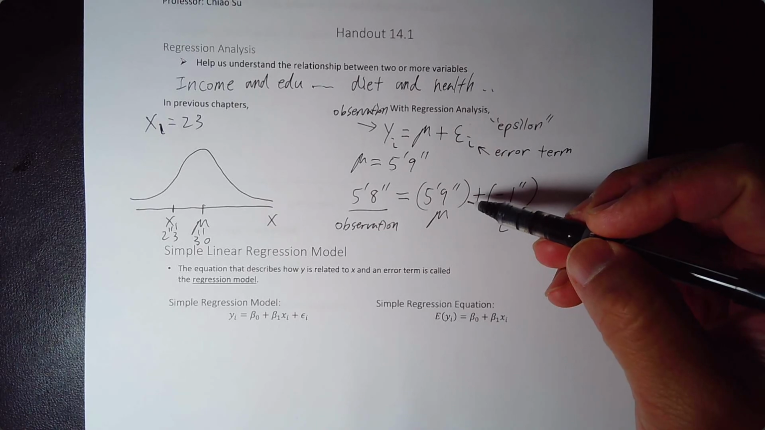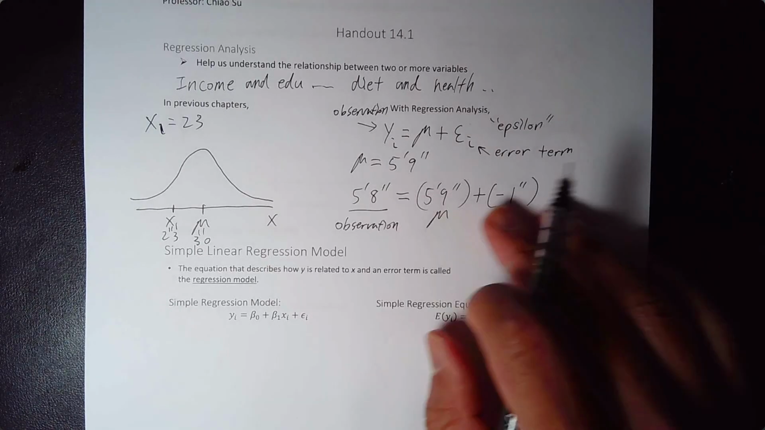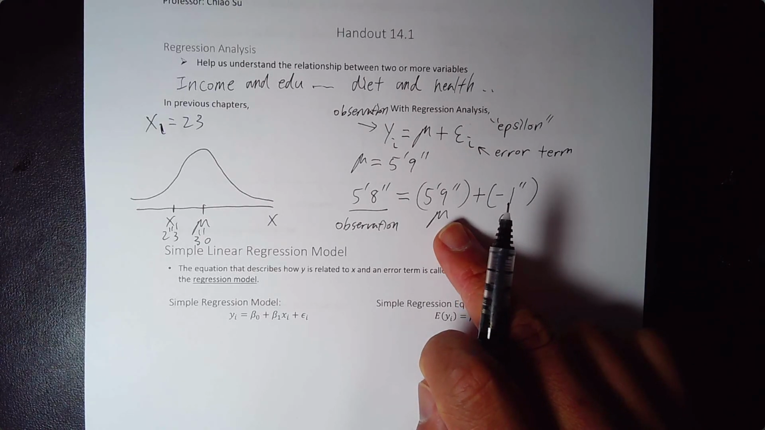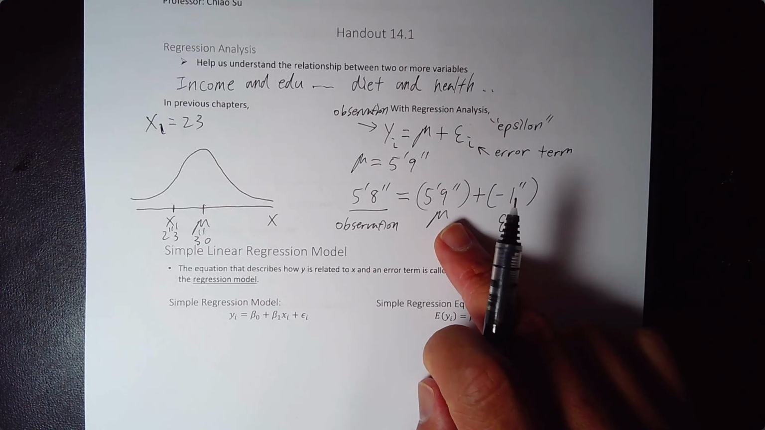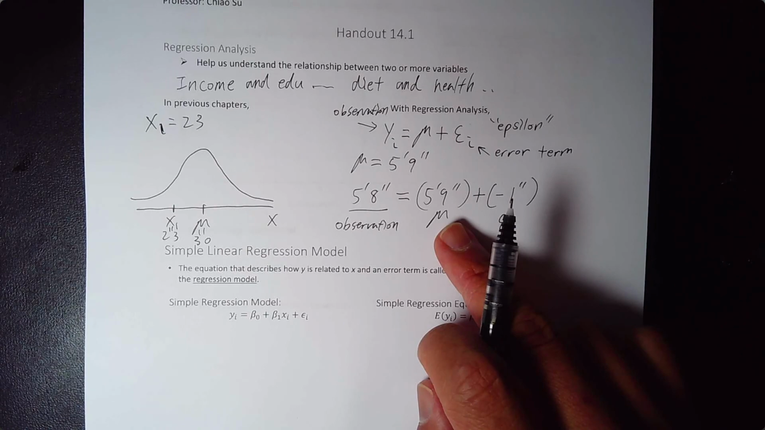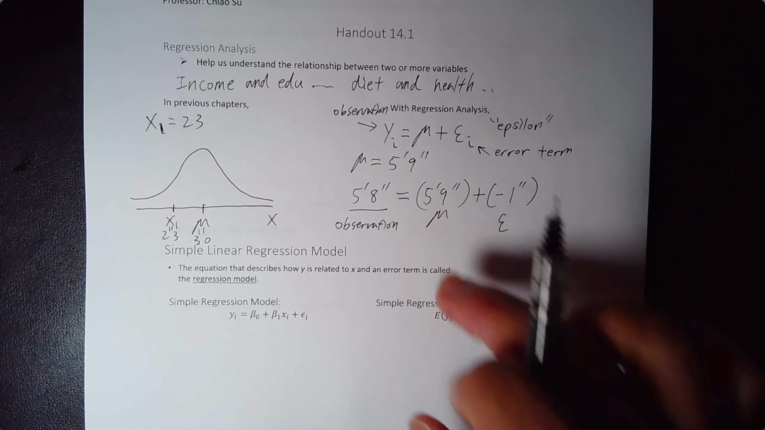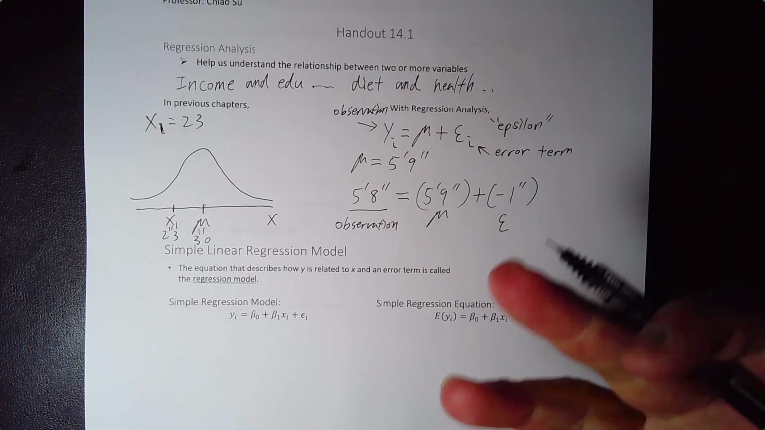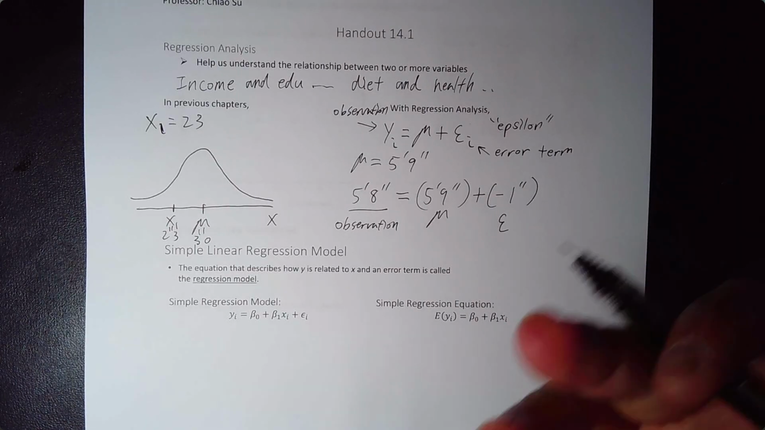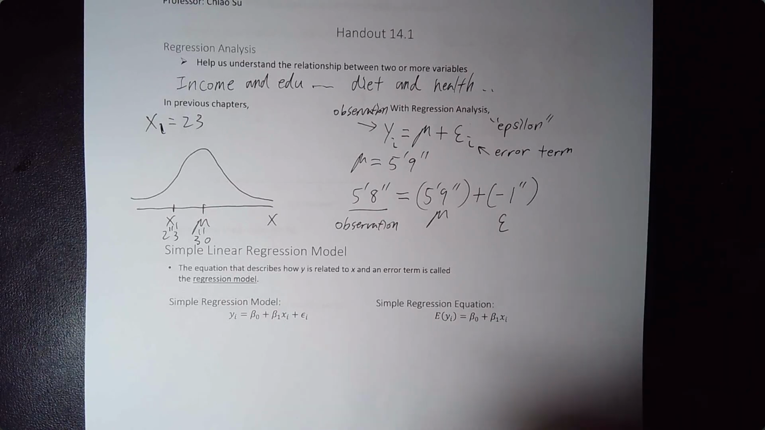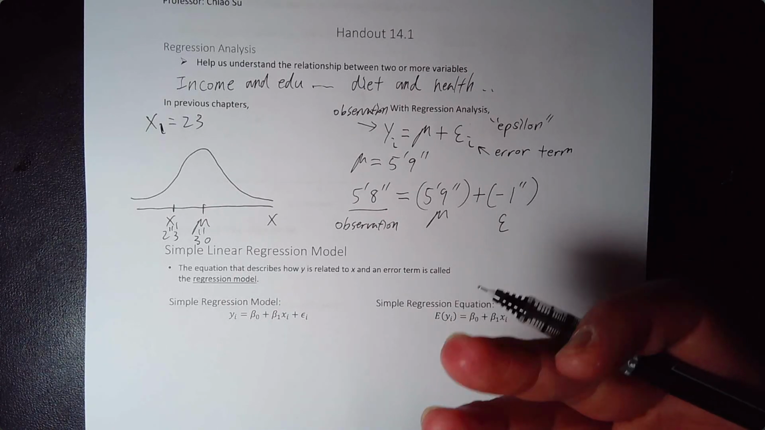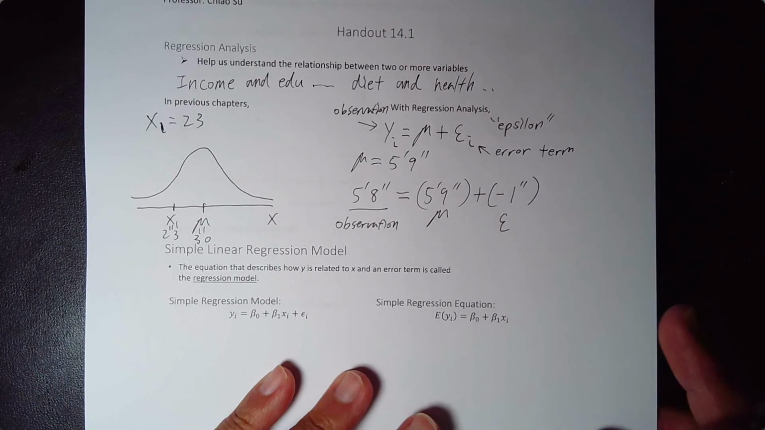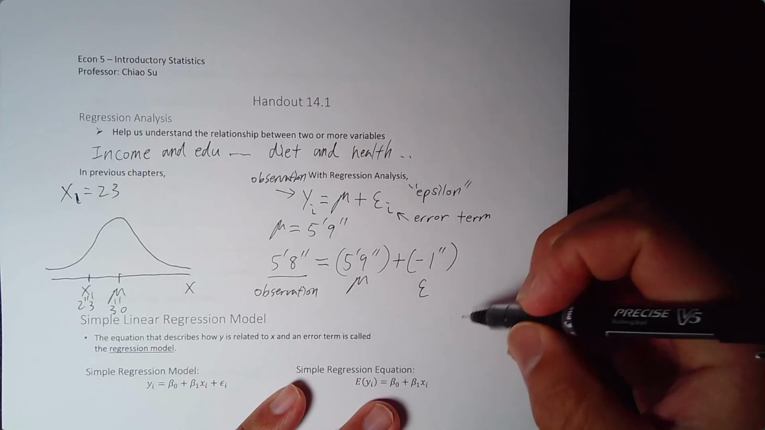If everybody has the same height, if we lived in a society where everybody had the same height, then we wouldn't need regression analysis. Mu would simply be able to explain everything. But everybody has different height, different health, different income, and so regression analysis is going to allow us to understand those deviations.